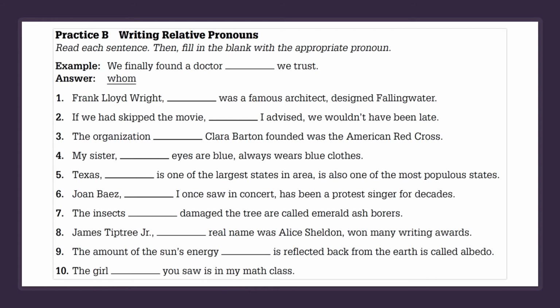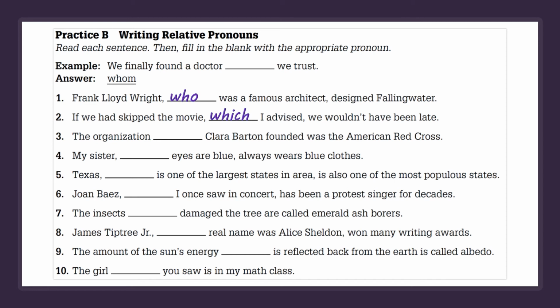Number 1, Frank Lloyd Wright was a famous architect. So who was a famous architect? Here we have to use who because it is used as a subject, and secondly, it refers to a person. Number 2, if we had skipped the movie, which I advised, we wouldn't have been late. Which refers to things in general, so in this case we use which.